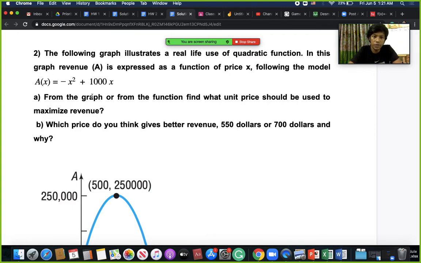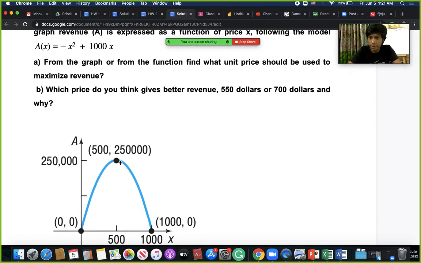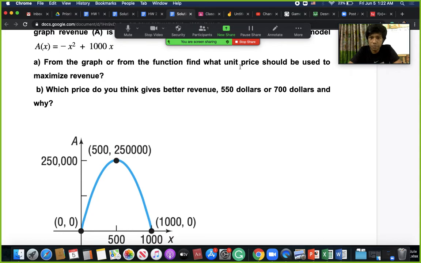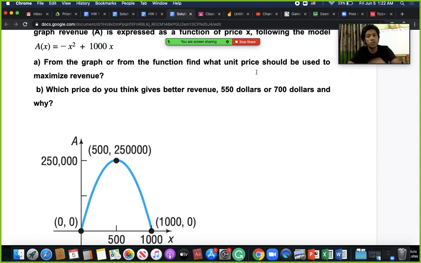But here it is A of X, and I said A is the revenue and X is the price. So pretty much the same thing. Actually, they mean the same thing here as well. And the graph is also given just like the homework. So we have to find out, from this graph or from the function, what unit price should be used to maximize the revenue.